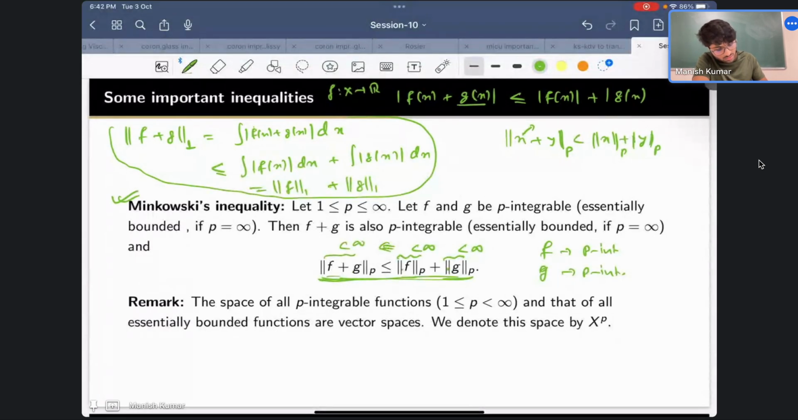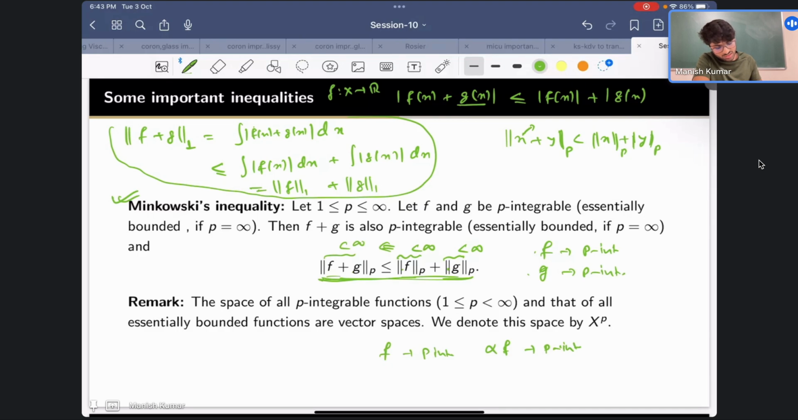So this inequality tells you that if you have two p integrable functions, then the sum of them is also p integrable. So if f and g are p integrable, f plus g is also p integrable. Okay, so this is what this Minkowski inequality is telling. And you can also show that if f is p integrable, and you multiply by some real number or complex number alpha times f, then this is also p integrable.